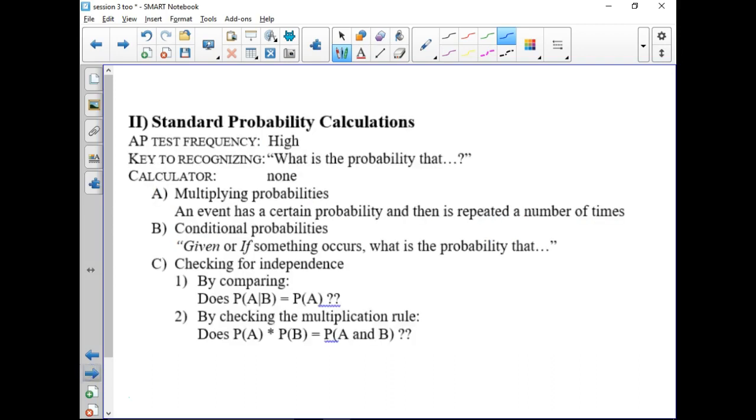Probability questions, you can just read through this. I think we should just get straight to the problems. Would you guys agree? Okay.